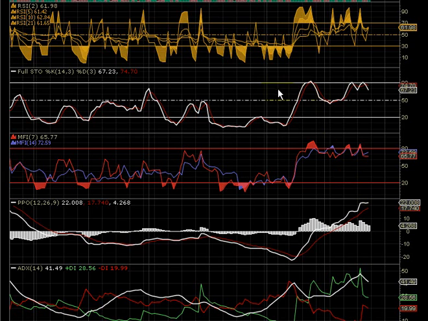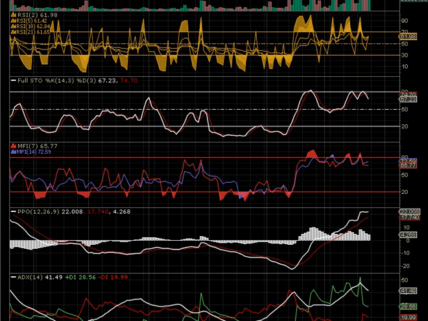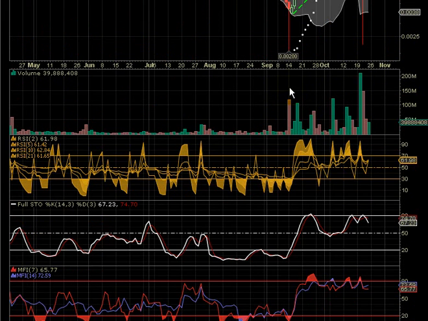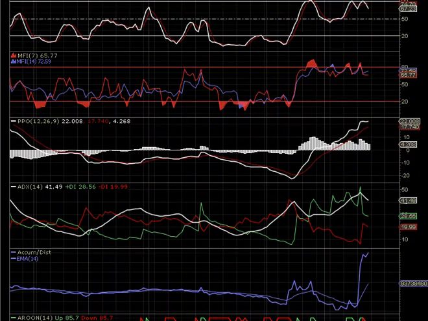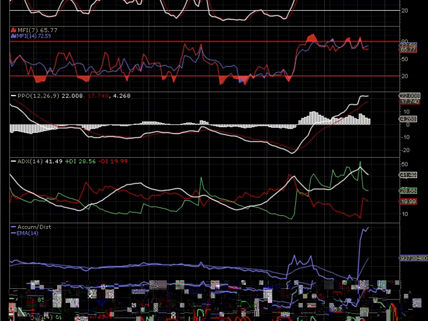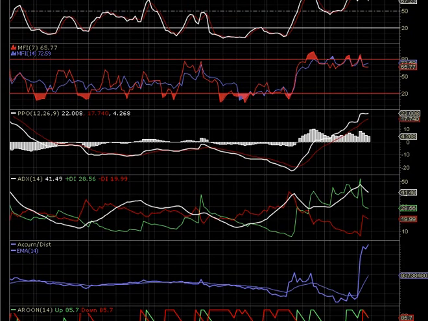So you can see here, full stochastic still well above 50. Likewise, relative strength index, so holding really well above this mark, which is bullish to see. Money flow index, so definitely volume coming in. If I just scroll up here, you can see the volume has been very significant ever since that rebound, and likewise money flow index shows the type of volume coming in. And here you have accumulation distribution, and everything just looks positive at this point in time.